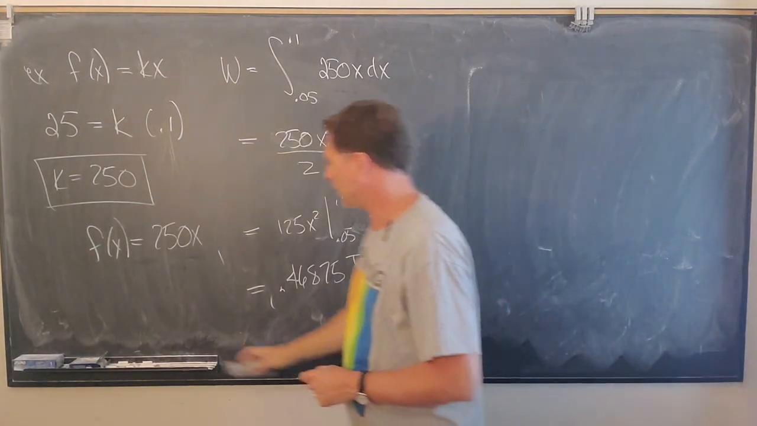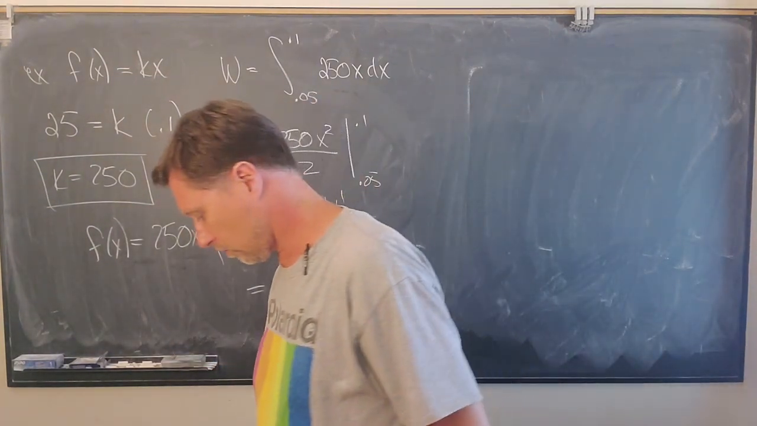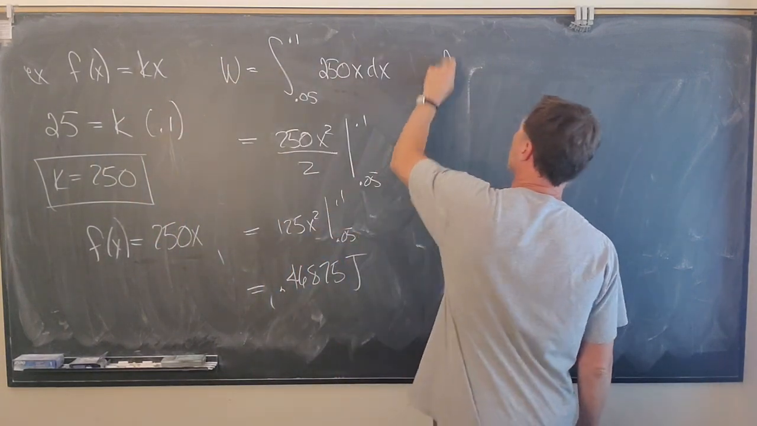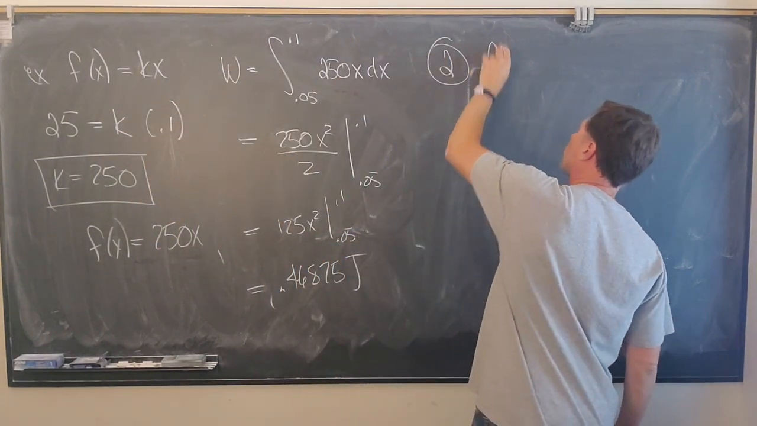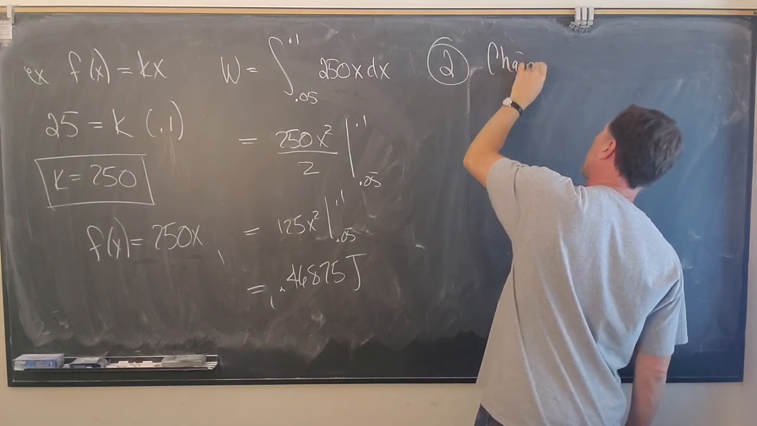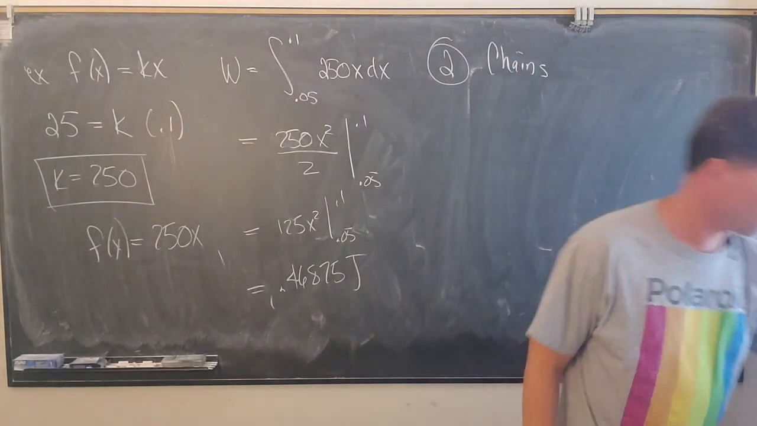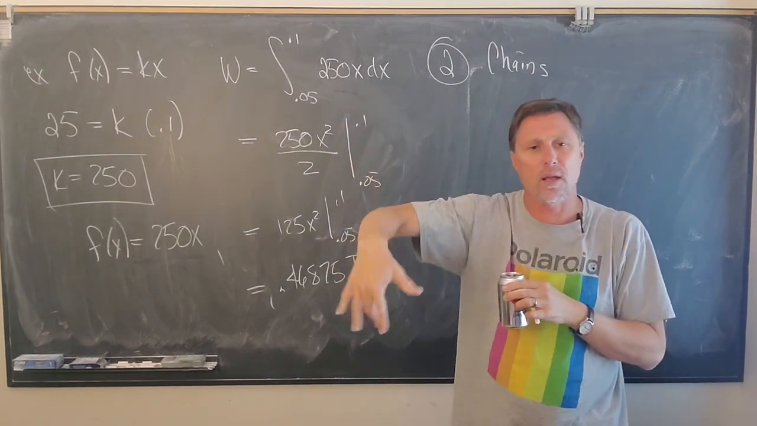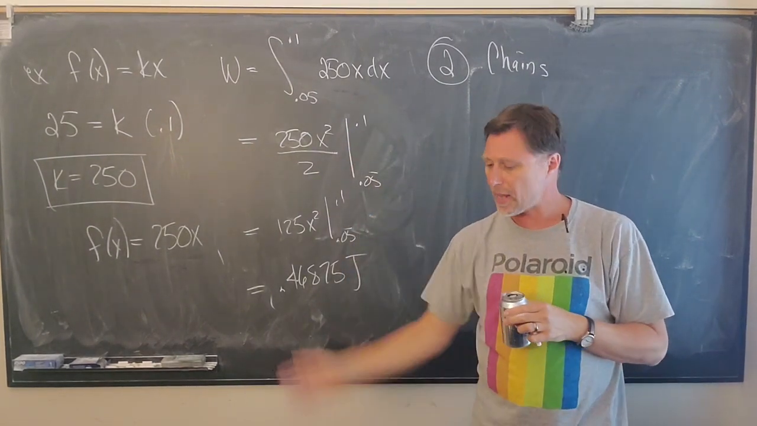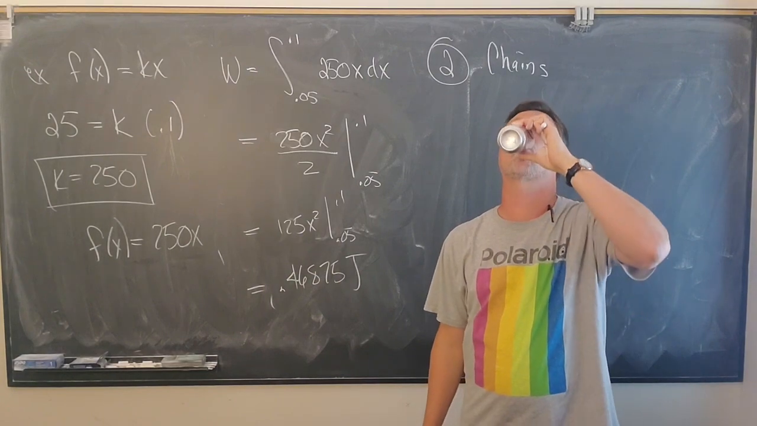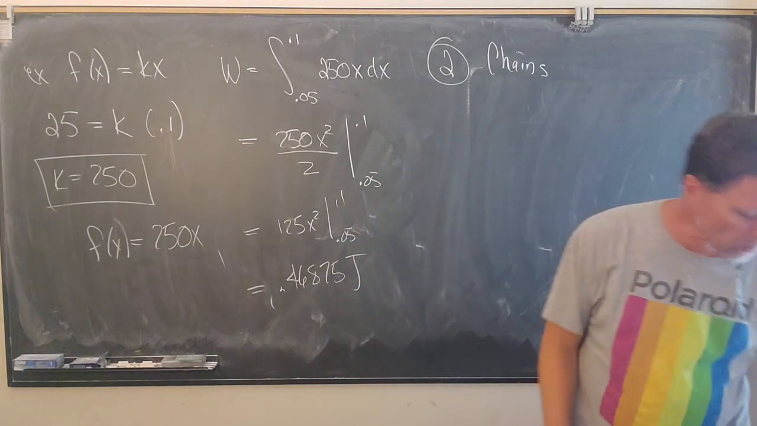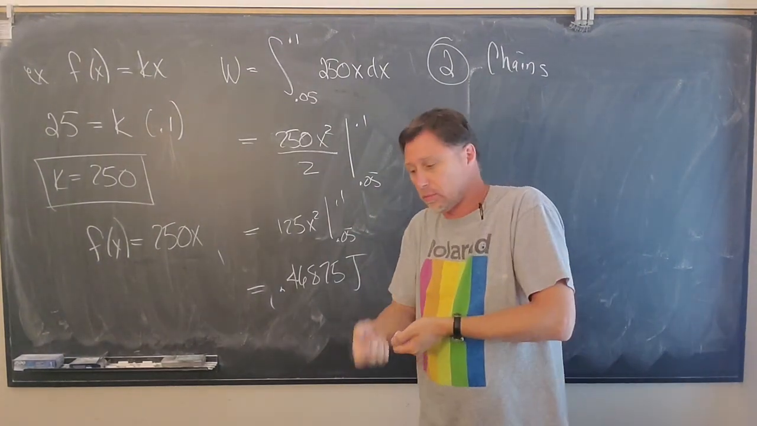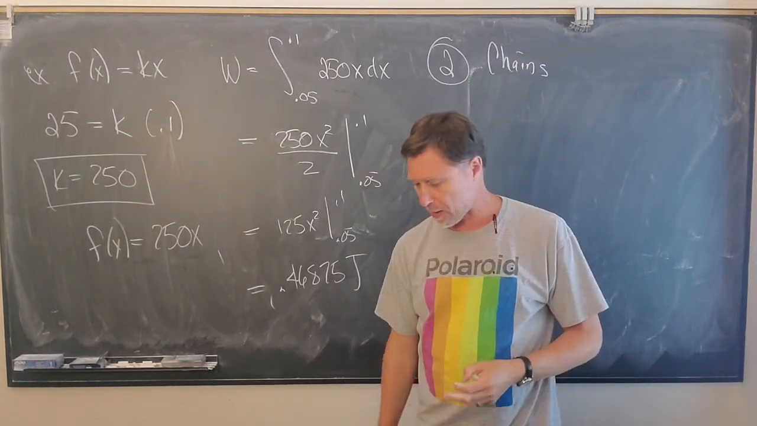Okay, the next application goes under the category chains. And so here's the idea. You've got some heavy chain made out of some type of metal, and it's hanging over the edge of a building. And now what we want to do is reel this chain back up over the edge, so it's all up on the top of the building.